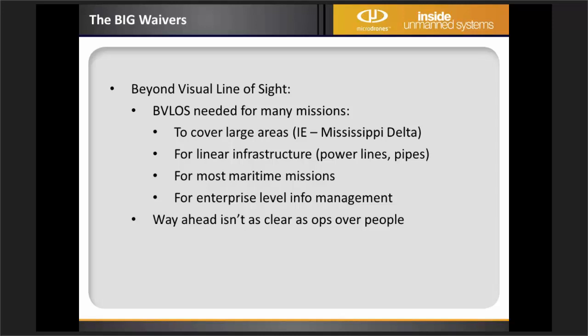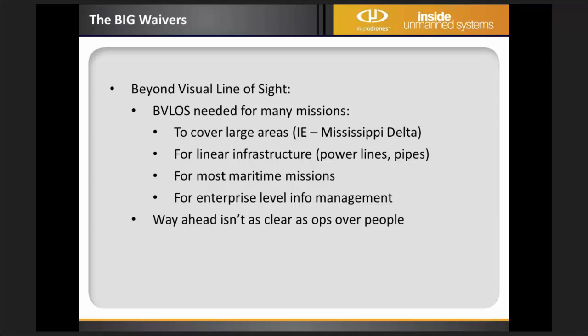I'll give you an example showing the Mississippi Delta. You may be able to cover the California walnut crop, staying within visual line of sight very efficiently, just flying a couple miles away. You are not going to cover the cotton crop in the Mississippi Delta if you can only fly within visual line of sight.